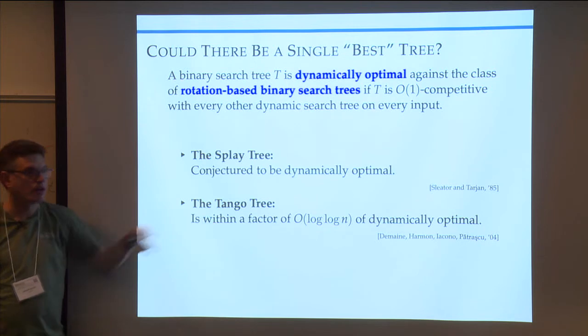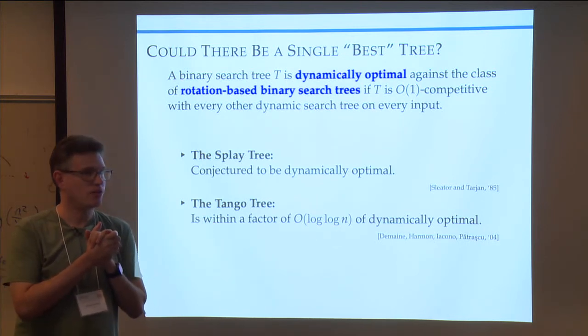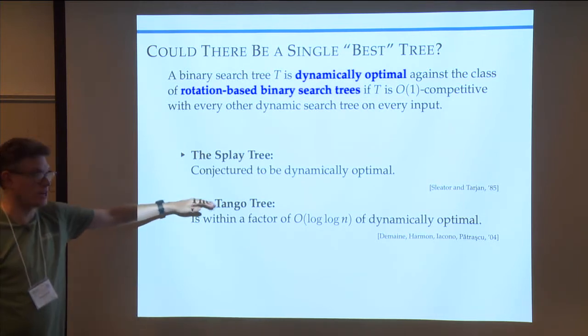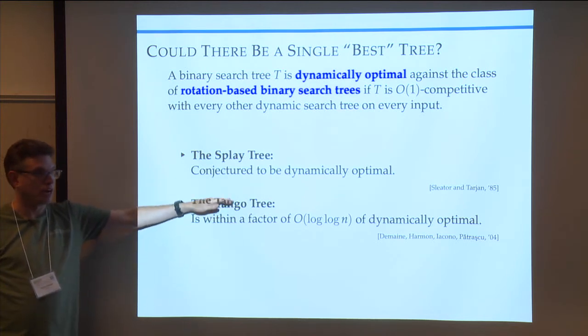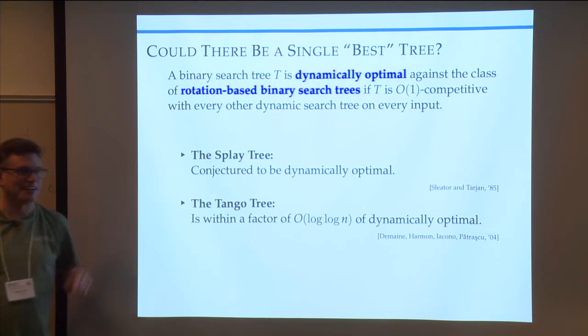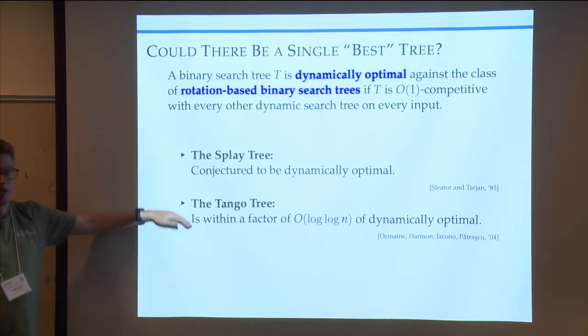So is the Tango tree not constant competitive, or simply it hasn't been proven? I suspect that it is not, and I don't know that for certain. So I suspect that it's probably been proven not to be, but I'm saying that with great authority, and I actually don't know. OK, so there's been lots of work on dynamic optimality, and I'm not going to go into it here.